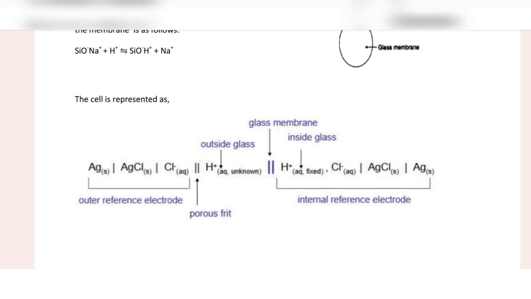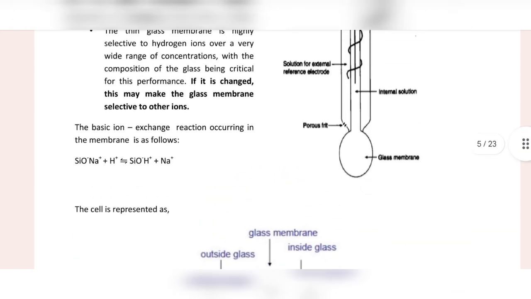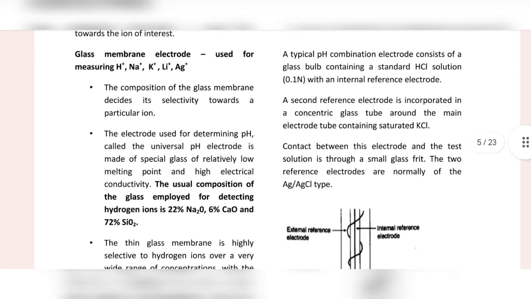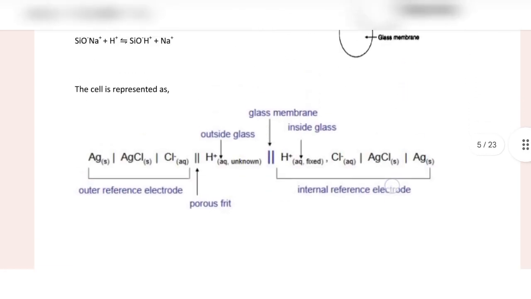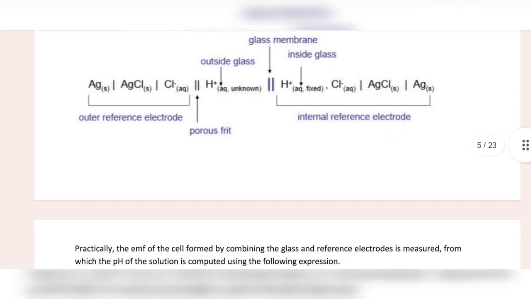Okay, so the outside glass H+ ion is the solution which we want to measure the pH of. Then again inside the glass there is H+ ion which is the standard H+ ion, which is 0.1 normal, which is represented, see here, as 0.1 normal. So this is the way we can represent the cell, the pH electrode cell.